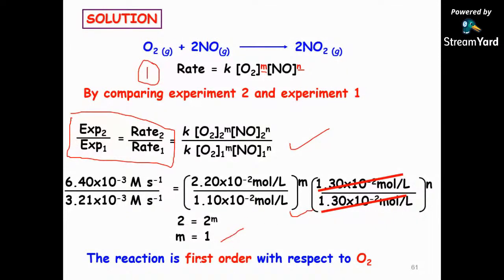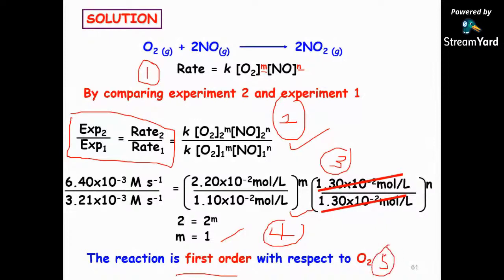So the conclusion is a must. Step one, write down the rate equation, rate law. Number two, suppose like formula. Number three, substitute. And then number four, when you get the answer, then conclusion. The conclusion is a must over here.